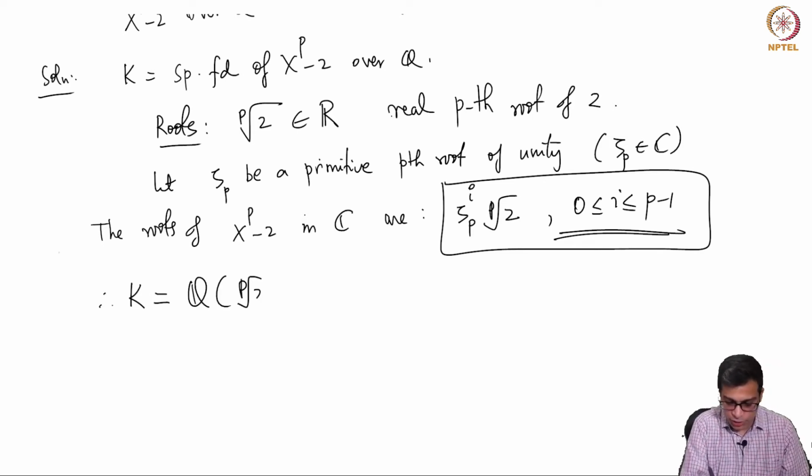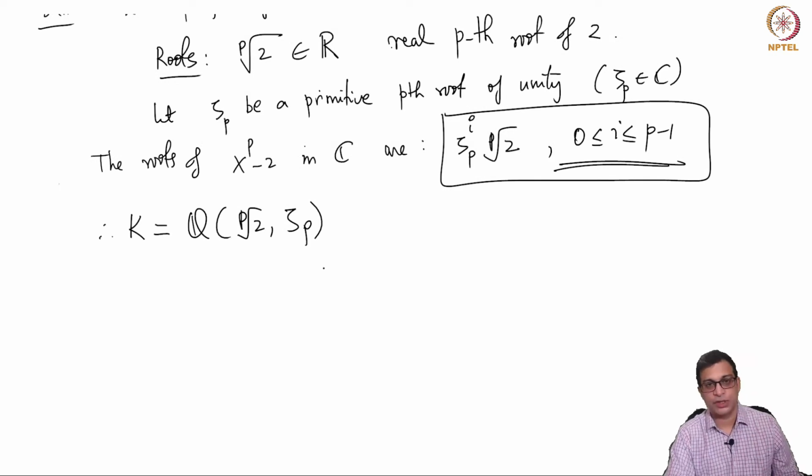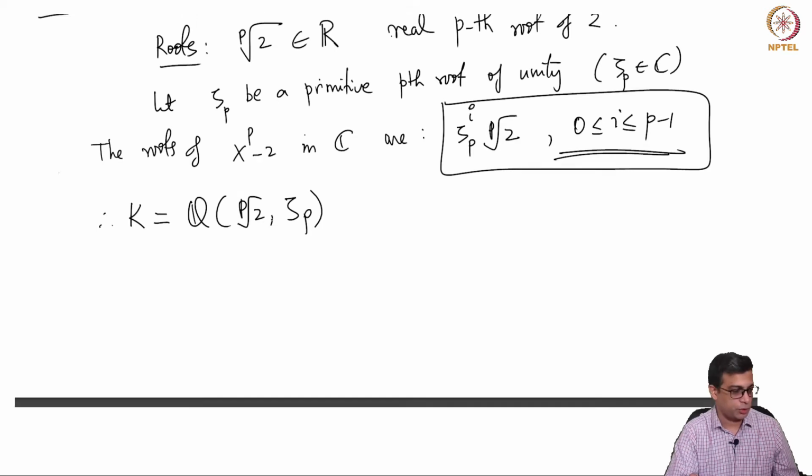the pth root of 2 and zeta p. Clearly, if you think about this, I can just take these, right? Because once I have these two, I have all the other roots, because I can take powers of this. And remember, these two must be included. If you remove either of them, it will not be a splitting field, because if you only put the pth root of 2, you can't get the other roots. If you only put the pth root of unity, you won't get the pth root of 2.